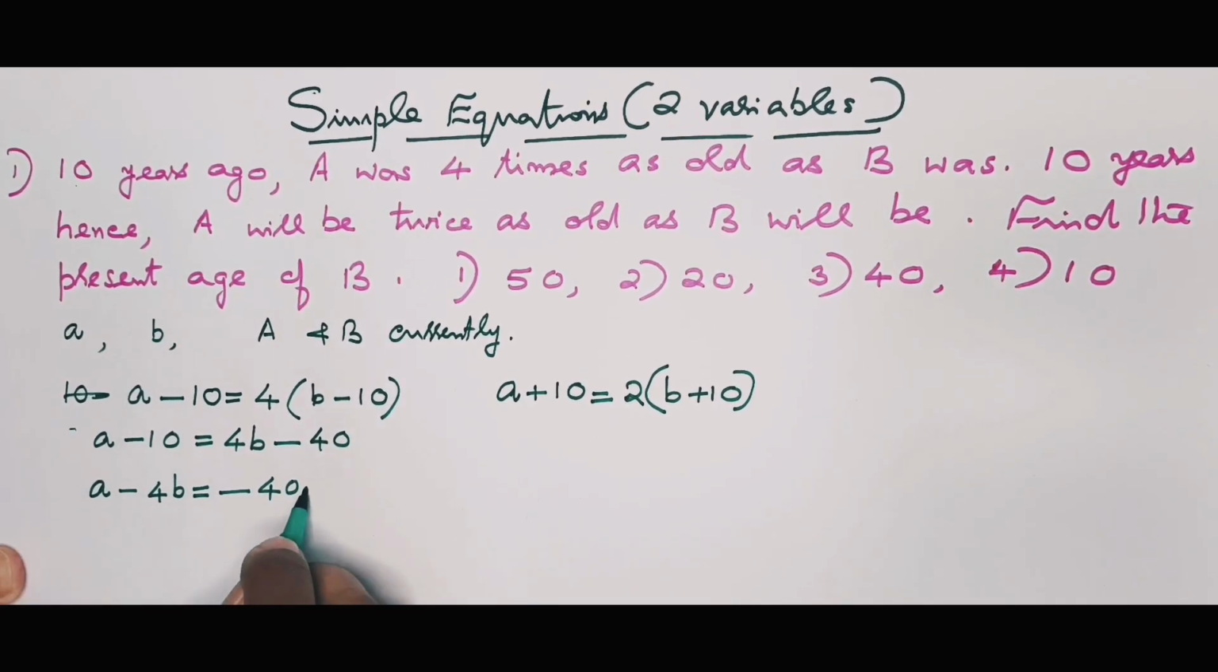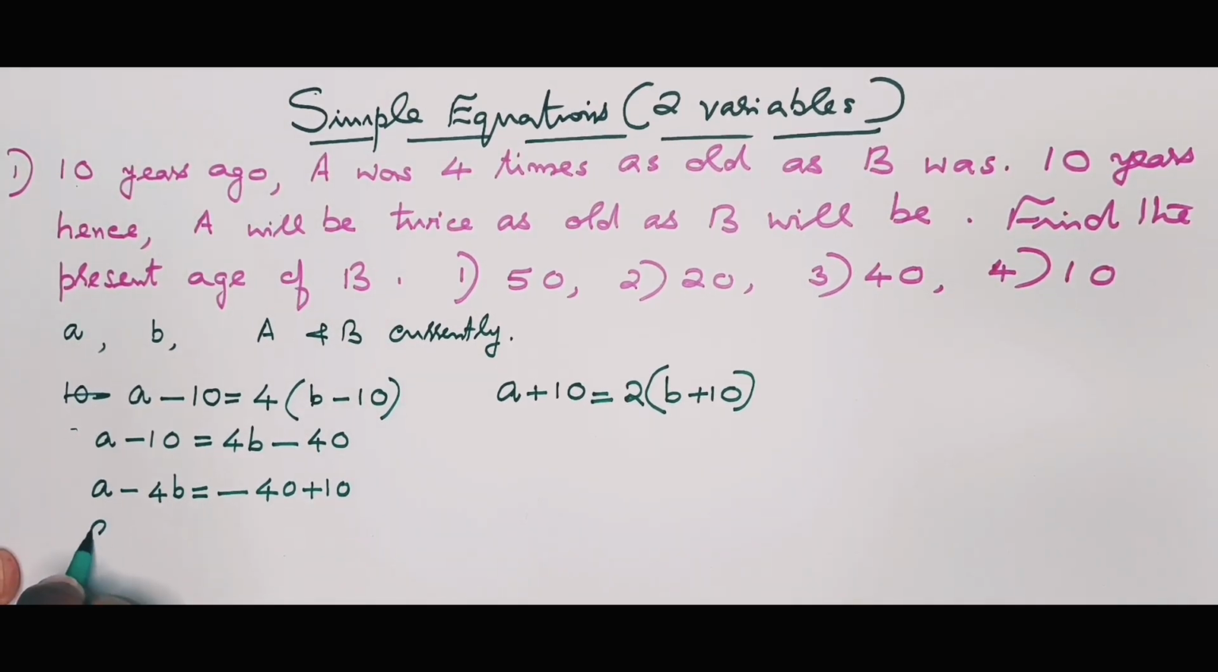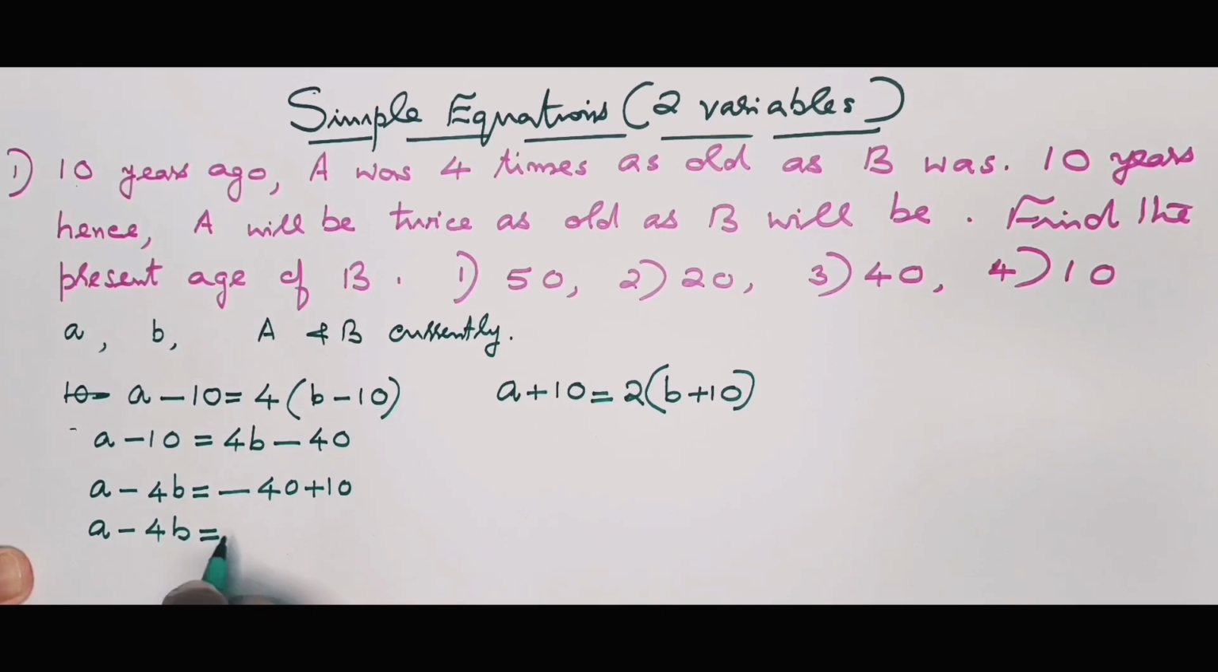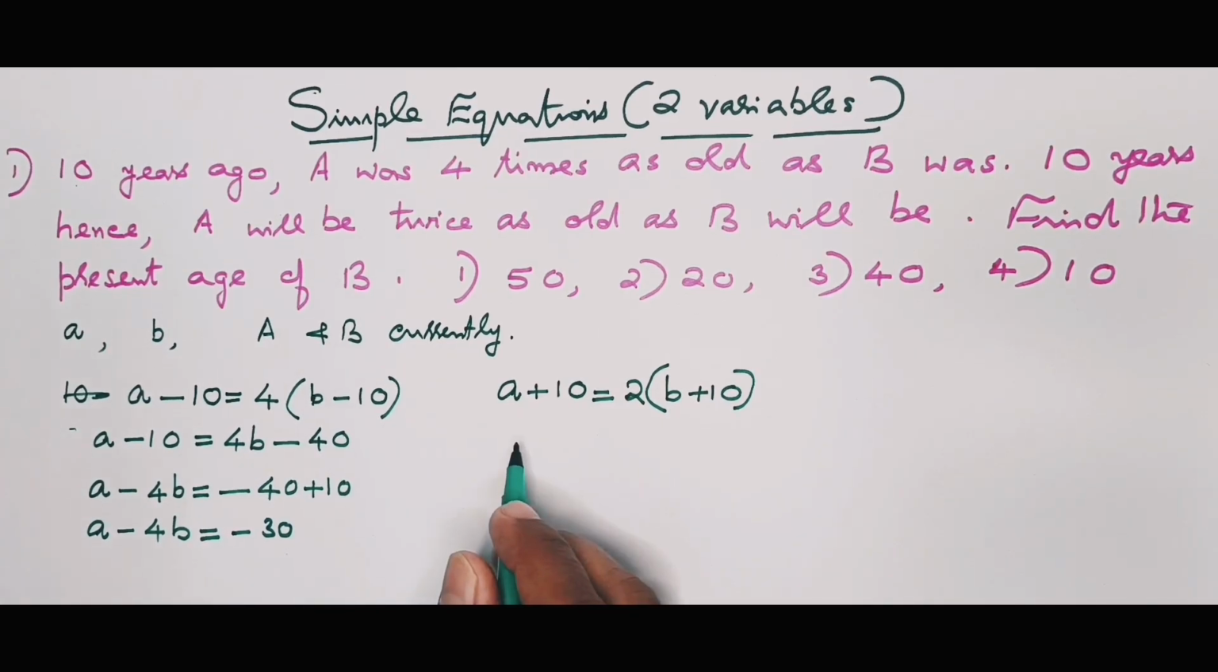This minus taken to the right side, it will become plus 10. Now, this is A minus 4B equals minus 40 plus 10. On simplifying, you get 30. Okay, now doing the same simplification steps in the second equation.